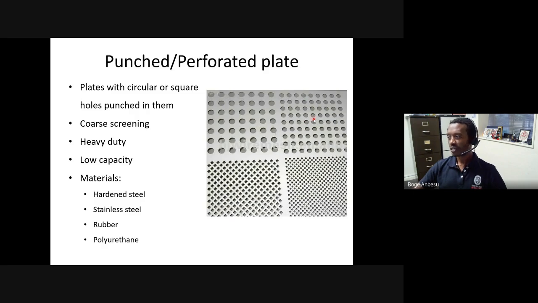Usually screen capacity is related to the open area available on the screen surface. So when you make holes, usually you will have open areas, but also there's a large fraction of area that's not available for screening. And therefore, usually punched or perforated plates have a lower capacity as compared to, for example, woven wire screen surfaces. But again, the plate itself can be stainless steel or can be rubber, can be any other material.